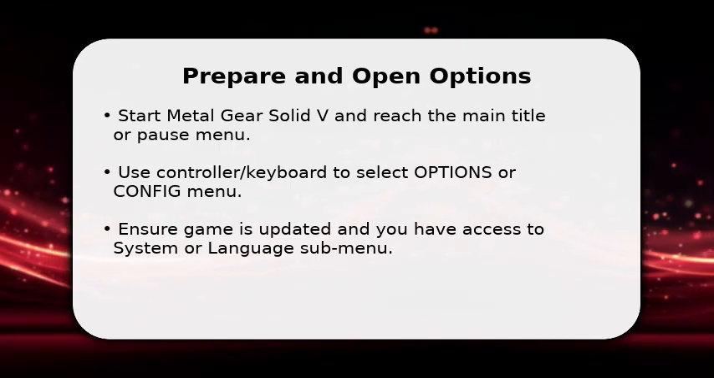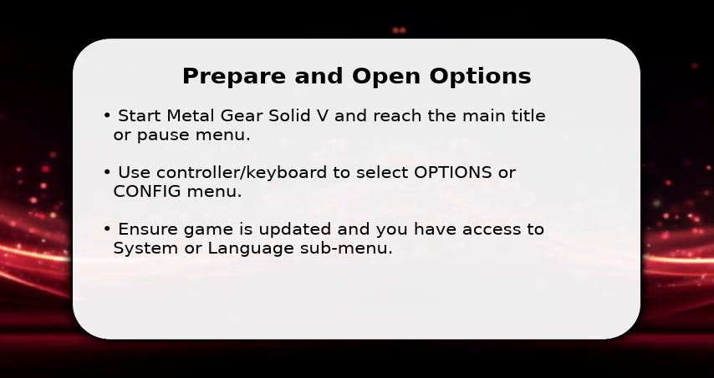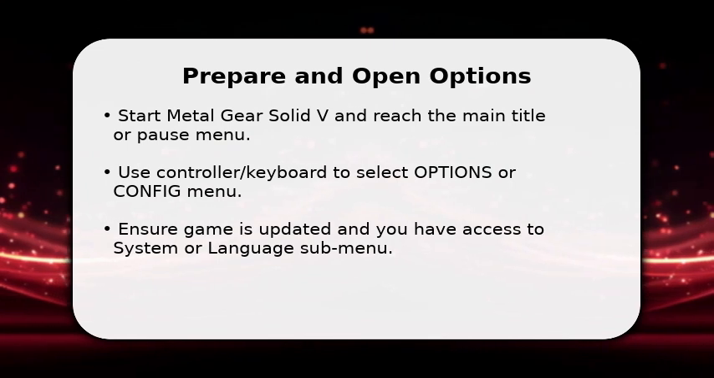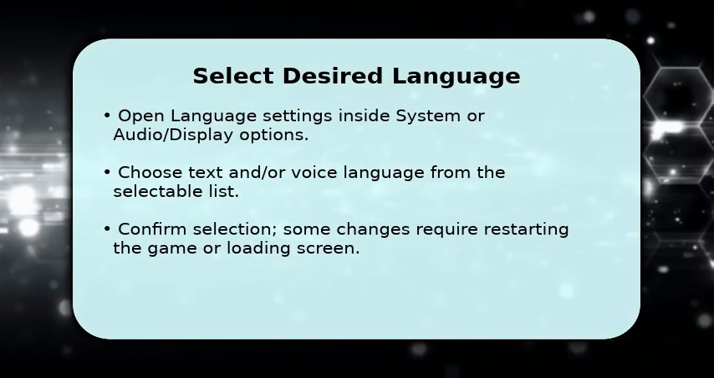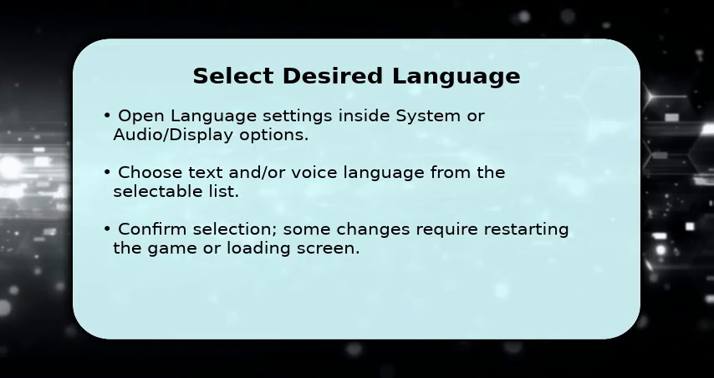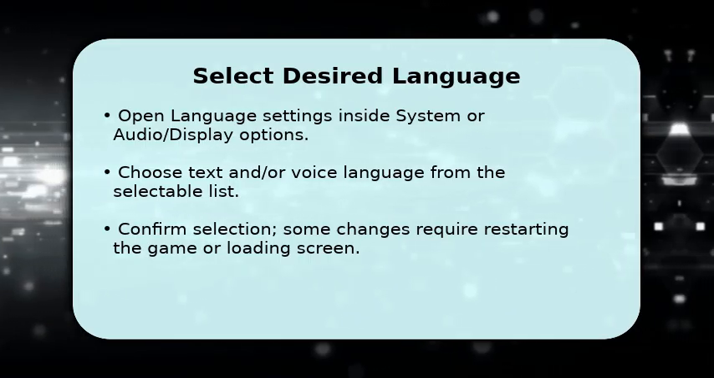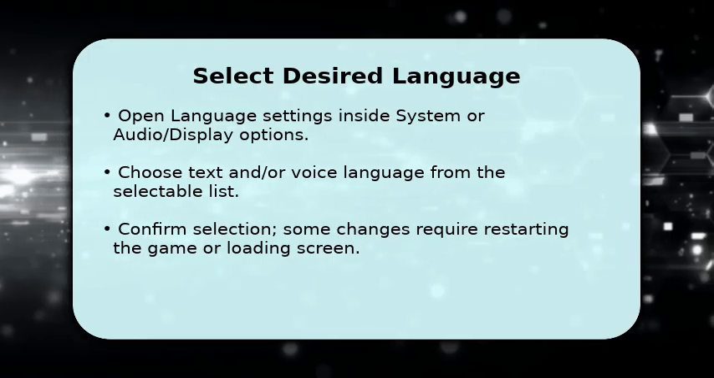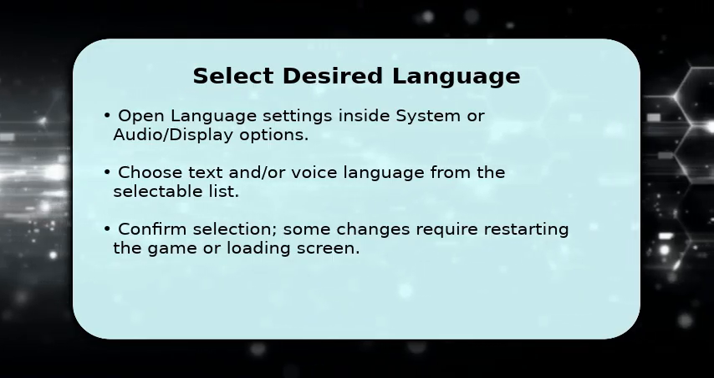Now navigate into the System or Language submenu to locate language settings. You're now in the language settings. Here you change both text and voice if available. Once inside, scroll the list and pick the desired language for subtitles, menus, and voices. Some versions separate text and voice choices.